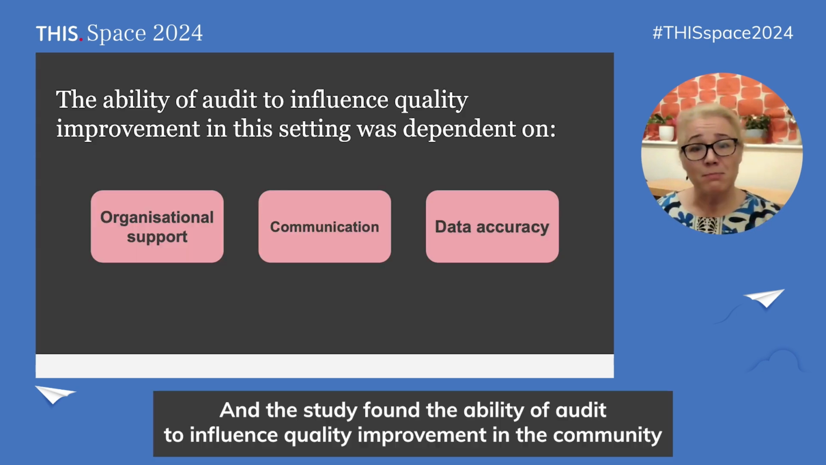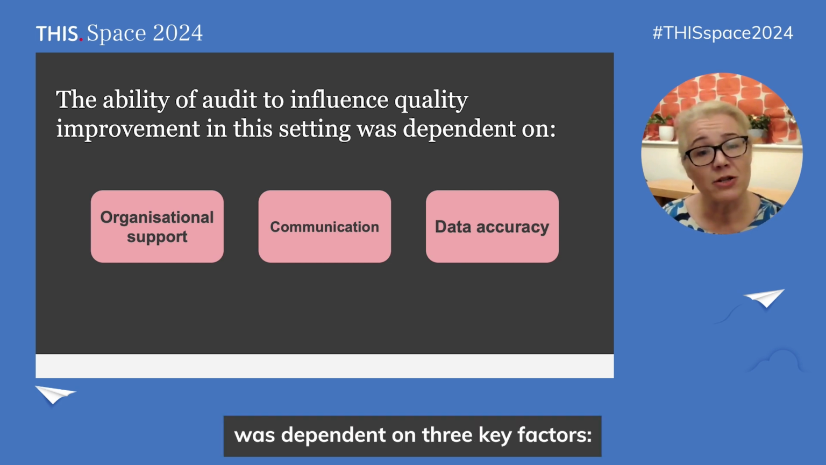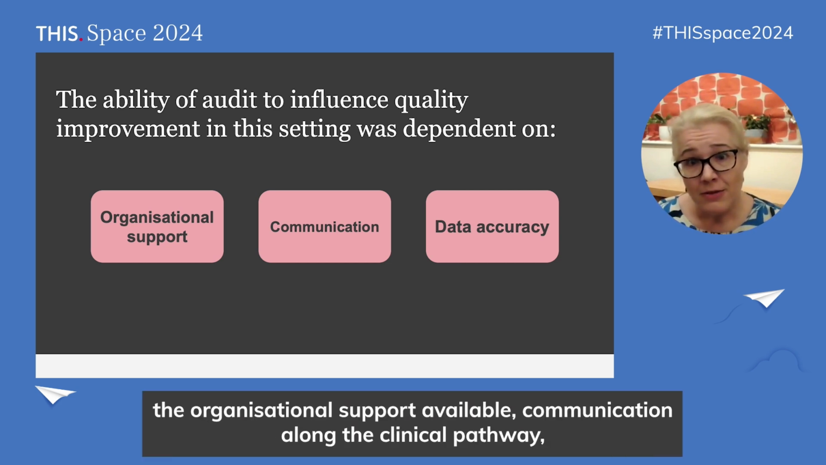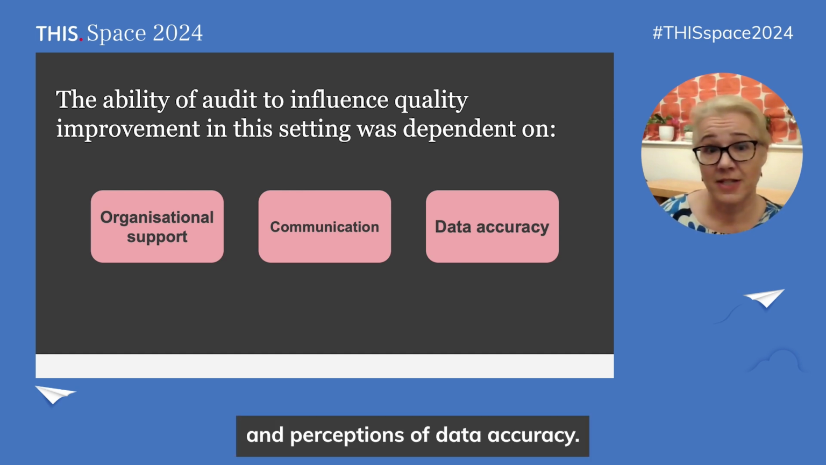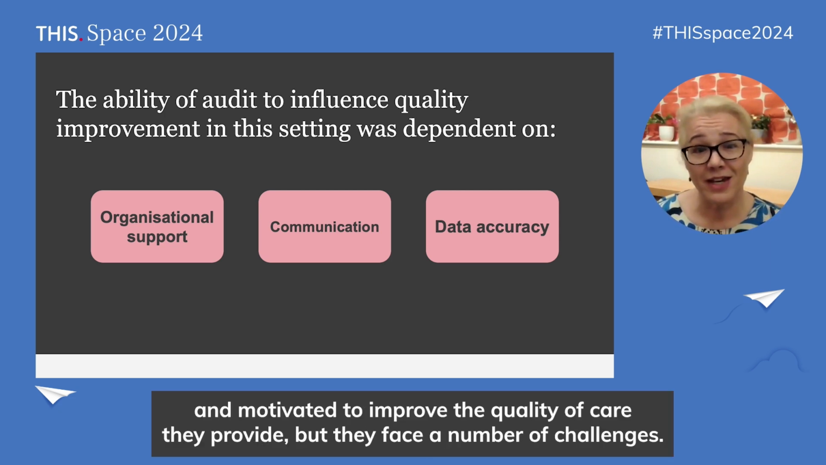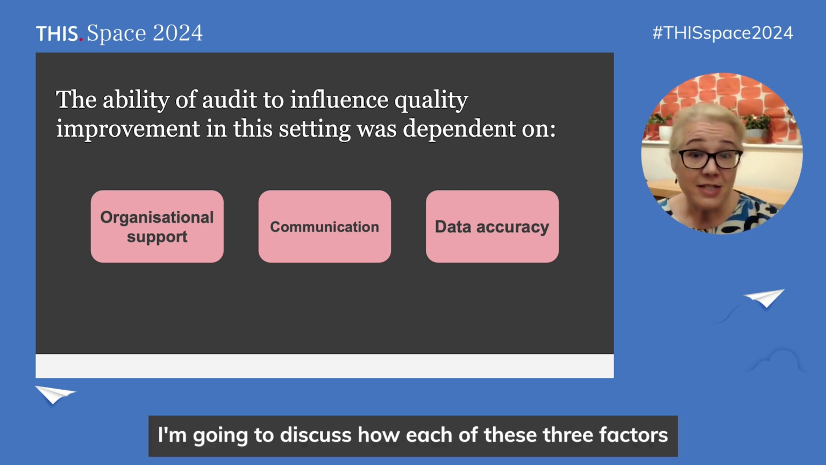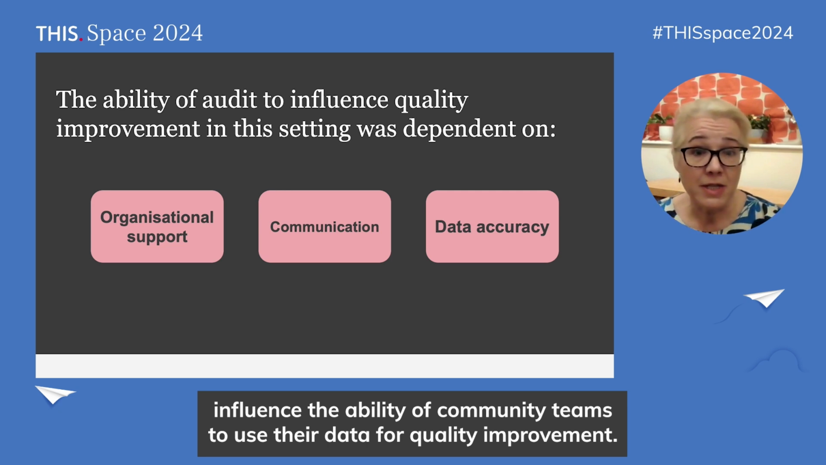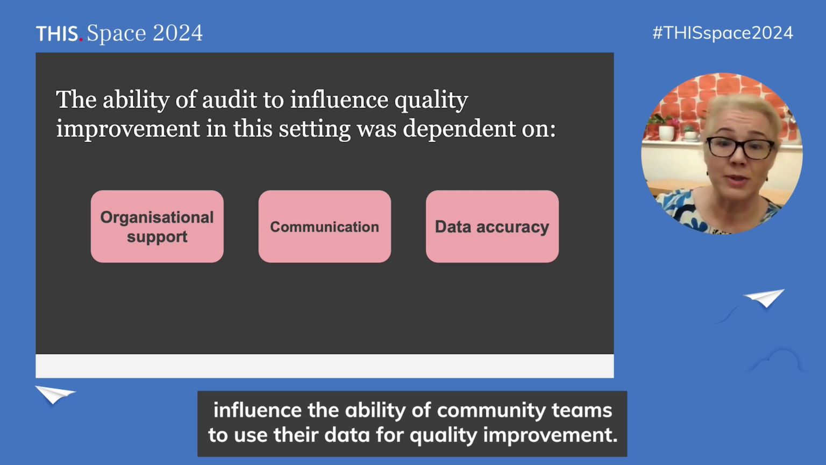And the study found the ability of audit to influence quality improvement in the community was dependent on 3 key factors: the organisational support available, communication along the clinical pathway, and perceptions of data accuracy. Findings highlighted that community teams are passionate and motivated to improve the quality of care they provide, but they face a number of challenges. I'm going to discuss how each of these three factors influence the ability of community teams to use their data for quality improvement.